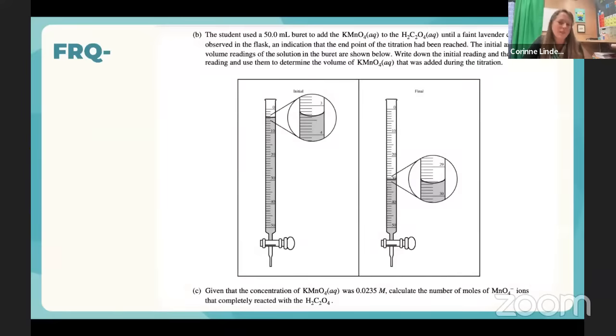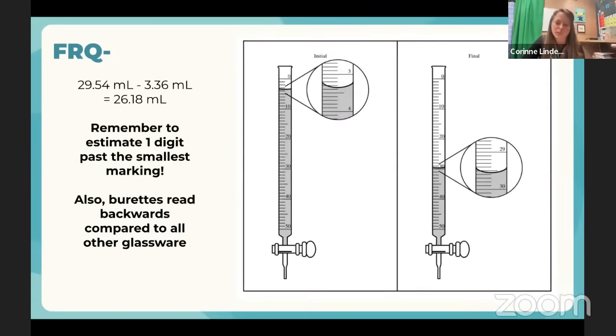Titrations: you will probably see this on the FRQ. You'll either be asked to take a volume reading, or to look at one of the graphs, or both. Just remember to always estimate one digit past the smallest marking when you're looking at any piece of glassware. It doesn't matter what your second digit is, as long as your other digits are correct. As long as you estimate, you will get full credit on this. Also, burettes read backwards, so be careful with that.